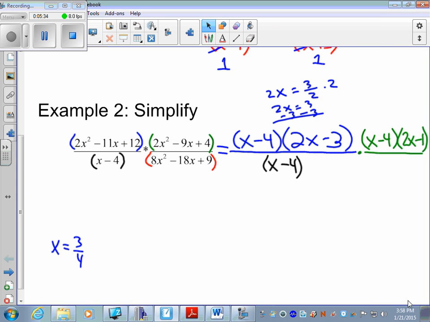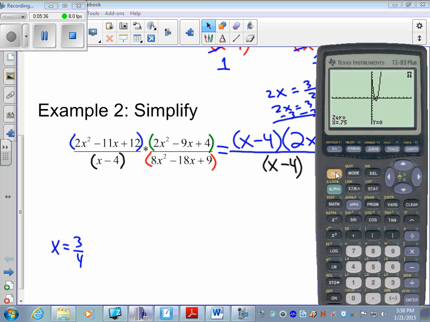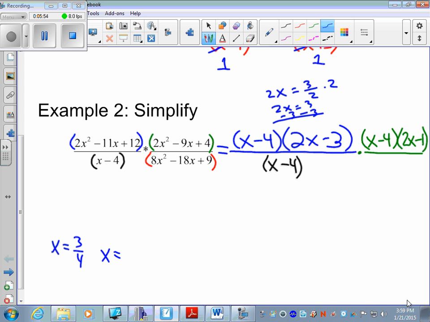Another x-intercept, we're going to do the same thing. Second trace, 0. Left of the second x-intercept is below the x-axis. In this case, I hit the right key to go above, so that's the right bound. Yes, you get 1.5. So you have x equals 3/4, and x equals 1.5, which is the same thing as 3/2. So our two factors are 4x minus 3 and 2x minus 3.